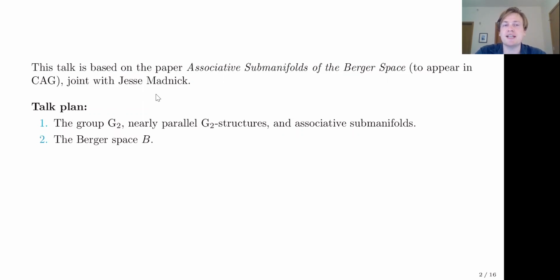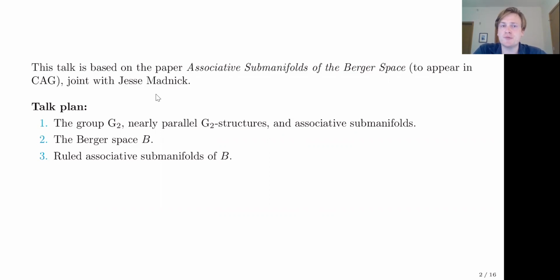So the Berger space is a particular example of a manifold that has a nearly parallel G2 structure, and it has some other interesting properties that I'll explain in that part of the talk. And then, as should be clear from the title, we want to study associative submanifolds of the Berger space, and we do that by restricting to two particularly interesting situations.